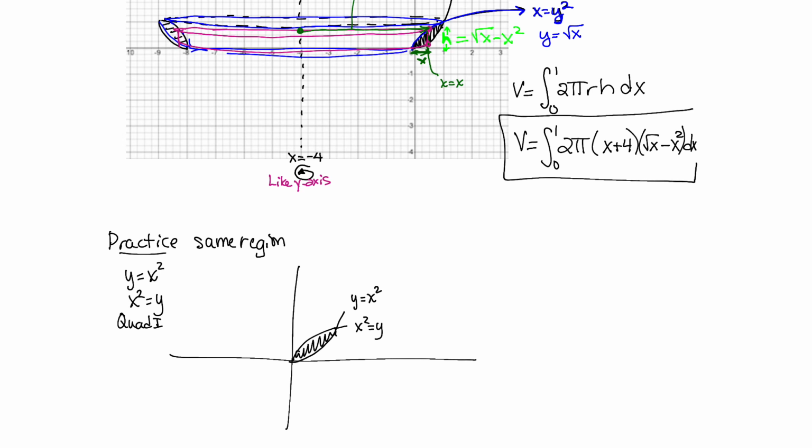No worries. This time, I'm going to take that region and I want to rotate it around the line, let's see, y equals 3. X equals, oh, yes. Thank you, thank you. X equals y squared. Thank you much. I wrote the same thing twice.